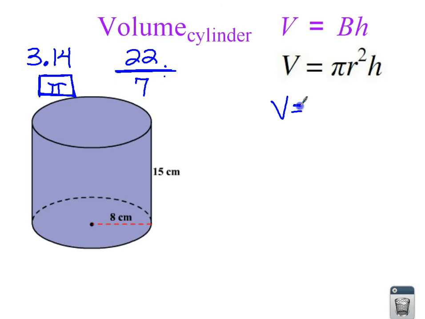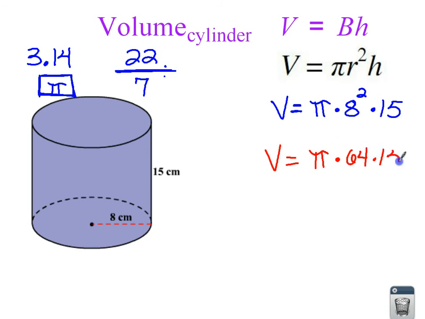Okay, so if I have the volume being pi, I'm going to leave it in the answer, multiplied by the radius squared. Well, the radius is 8 centimeters. So we are going to have to square that, and then we are going to multiply by the height of the cylinder, and the height is 15 centimeters. Okay, continue on the process. Volume, we're going to keep pi in the answer. We aren't going to use the button, the fraction, or rounded 3.14. We're going to do some simplification here. 8 squared is 64. And then we have our 15.